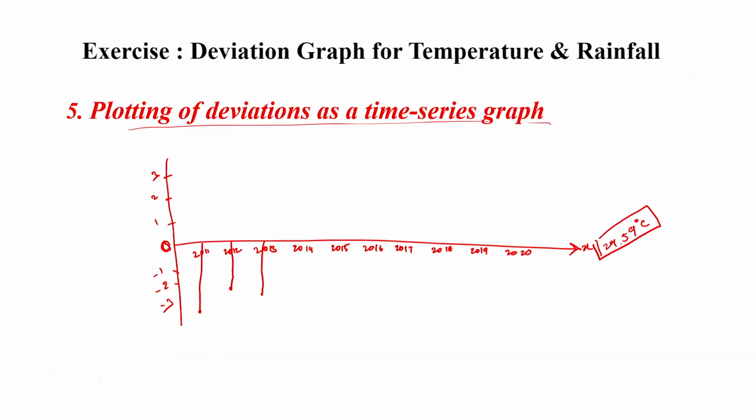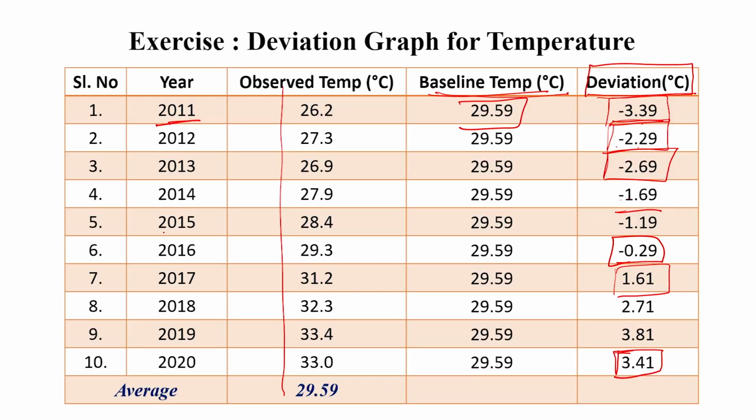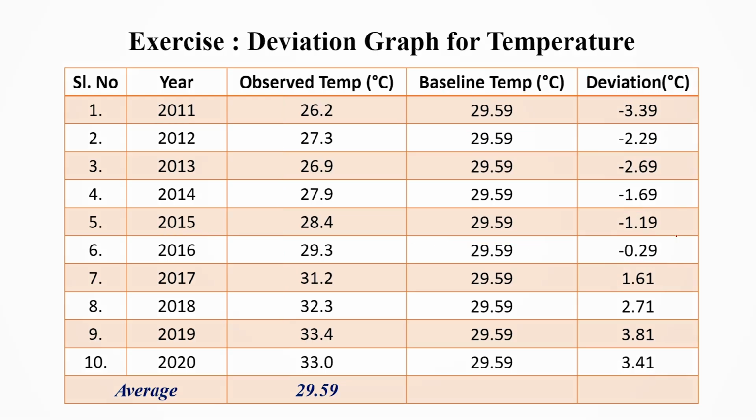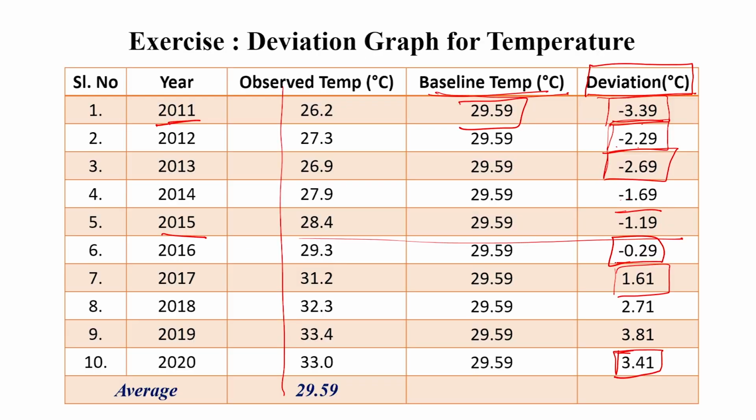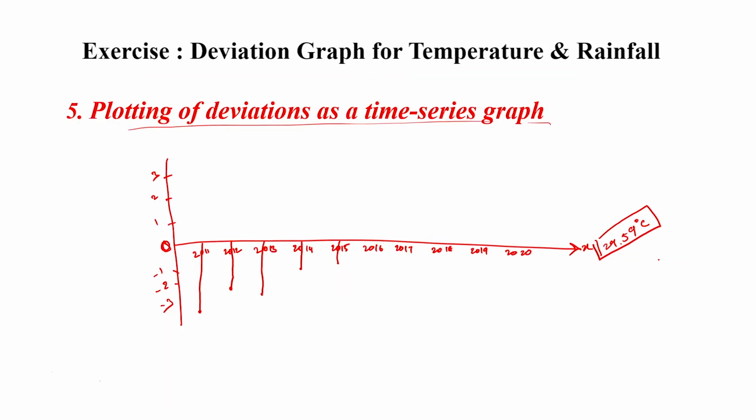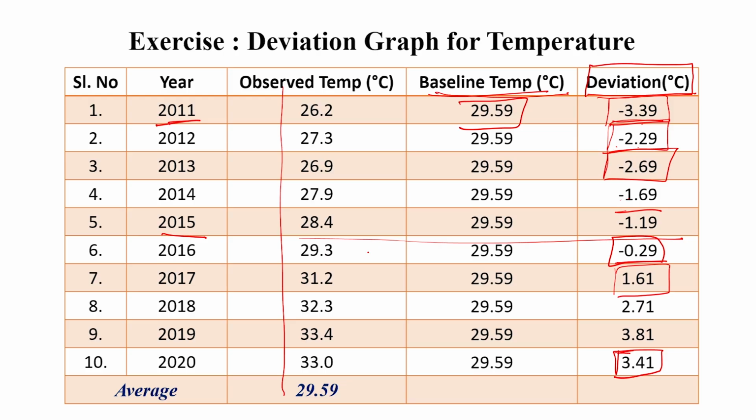Then minus 1.69 for 2014. Then for 2015 it is minus 1.19, then minus 0.29. Then from the 7th year it is going in a positive direction. It is 1.61, 2.71, 3.81, 3.41.